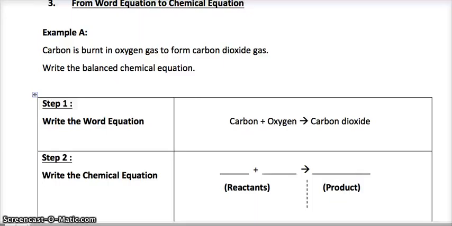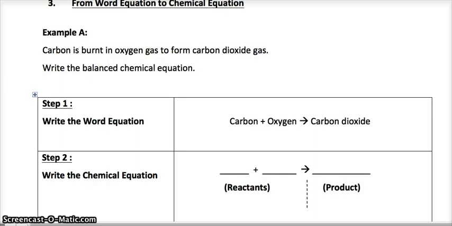Hi everyone. In this video, you will learn how to construct a balanced chemical equation. Alright, so let's take a look at example A. Carbon is burnt in oxygen gas to form carbon dioxide gas.